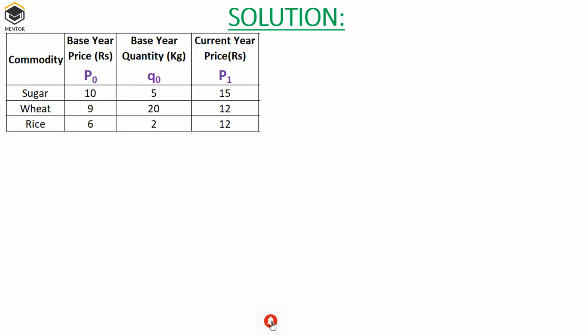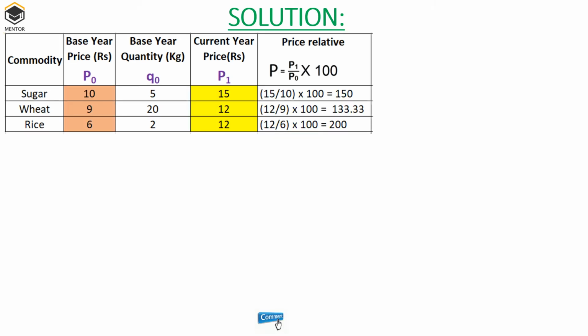These four columns are already given in the question: commodity, base year price, base year quantity, and current year price. Base year price I am taking as P0, base year quantity as Q0, and current year price as P1. All these values are here. What do we first have to find? We first find the price relative. What is the formula of price relative? P = P1 by P0 into 100. What is our P1? P1 I have highlighted in yellow color. The values are 15, 12, 12. P0 is 10, 9, 6.